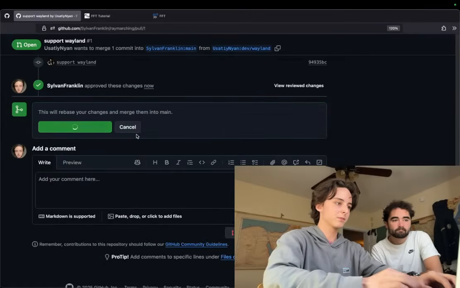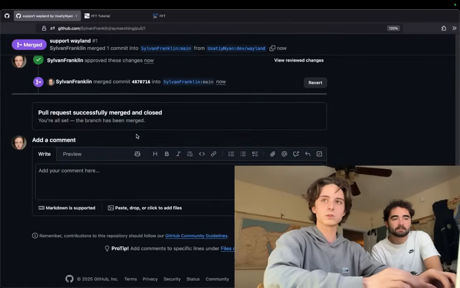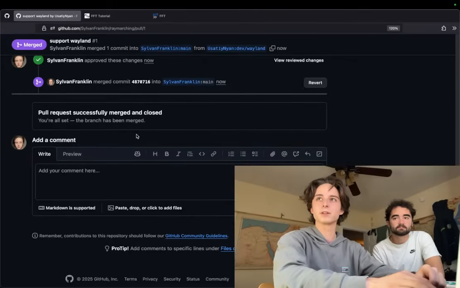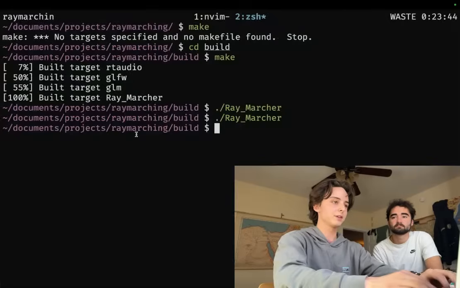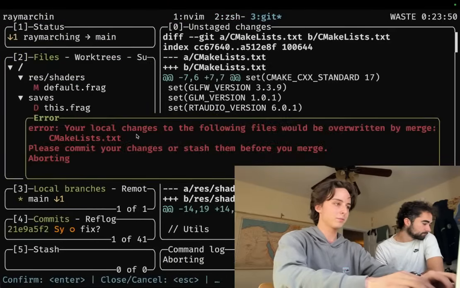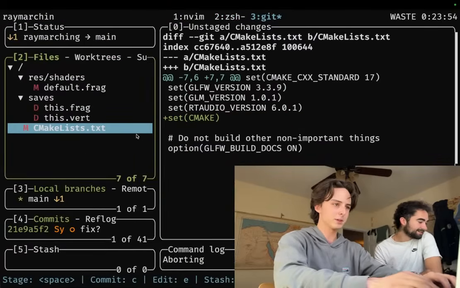Okay. Well, did you look at it? Is this what we want to be? It's just like a CMake thing that adds Linux support. It's just helpful for people contributing or something. Okay. Let's see if they... okay. Overwritten by merge. What did we do in CMake?